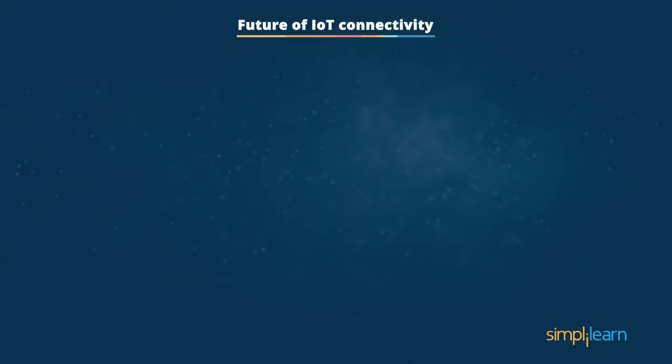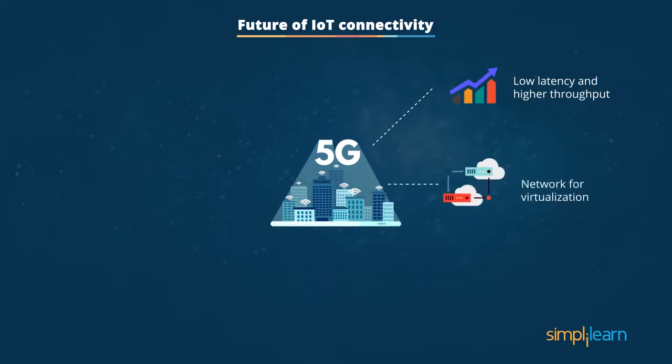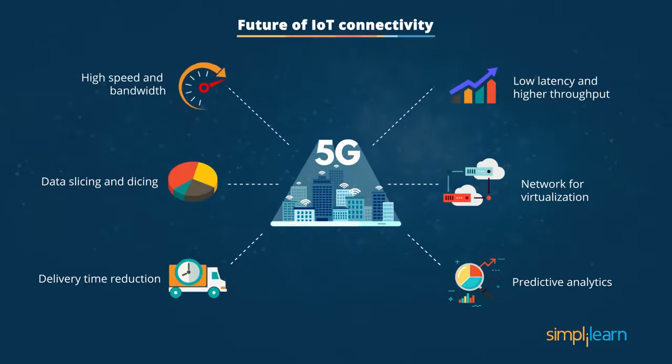Future of IoT connectivity. IoT connectivity is the future, with the launch of new technologies like 5G. The 5G with low latency and higher throughput will increase the penetration of IoT. 5G cellular technology is supported by the network for virtualization, even for a common use case, such as a tea vendor, where real-time predictive analytics can be available. So, overall, the delivery time is reduced with IoT. 5G and IoT are embedded technologies. Both can be sliced and diced for predictive analytics and real-time business decisions. 5G will help devices connect through a network with high-speed bandwidth.